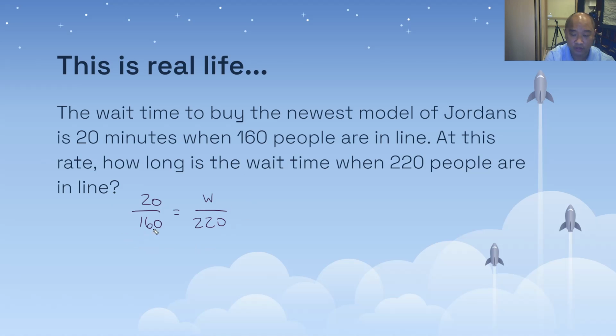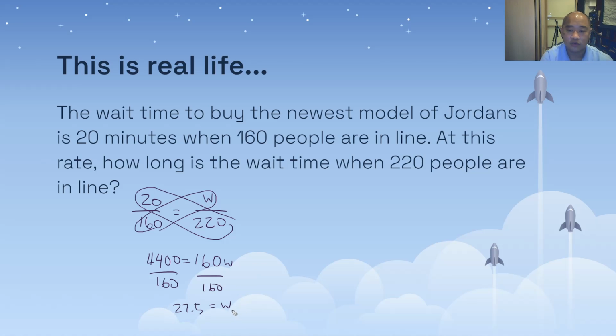So here's our equation that we can solve. And so this would be 4,400 equals 160W. We would divide both sides by 160. 4,400 divided by 160 is 27.5. So what does that mean, 27.5?